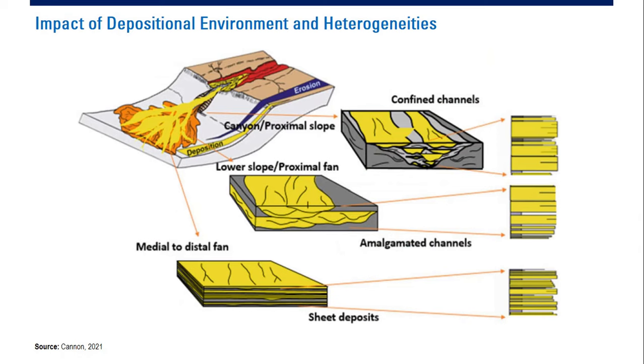And the depositional environment will influence the heterogeneity level. Okay? Depositional environment will govern the heterogeneity. For example, if you have confined channels, the log will be like this, or the characteristic will be like this. If you have amalgamated channels, the rock will be like this, and they are different. This one and this one are different. And if you have medial to distal fan, it will be like this.